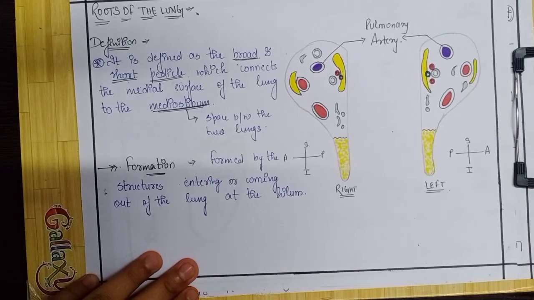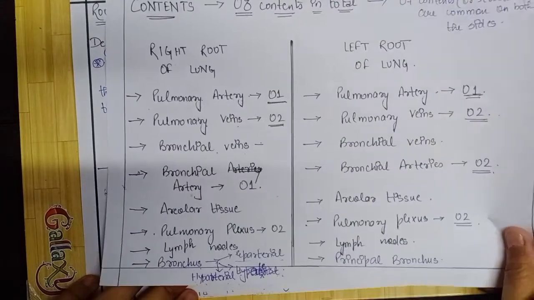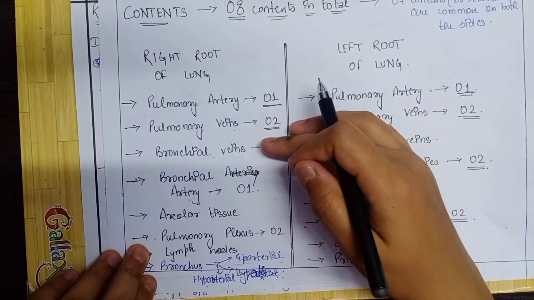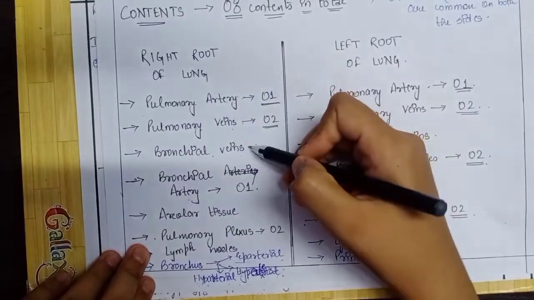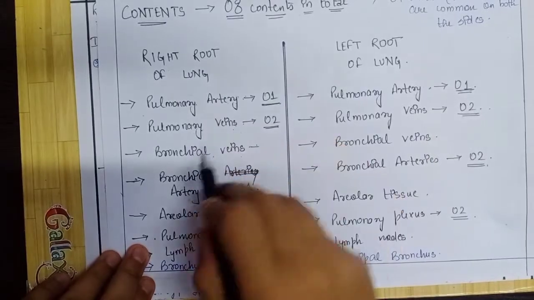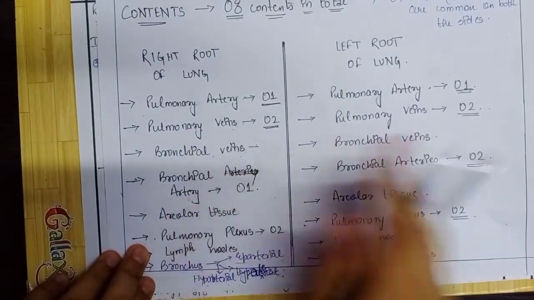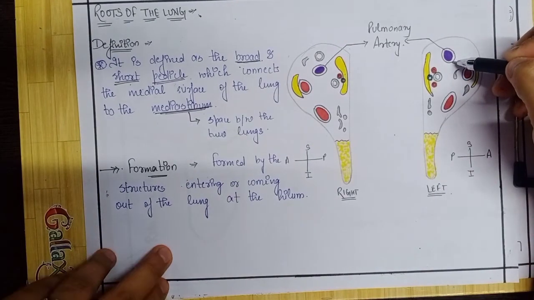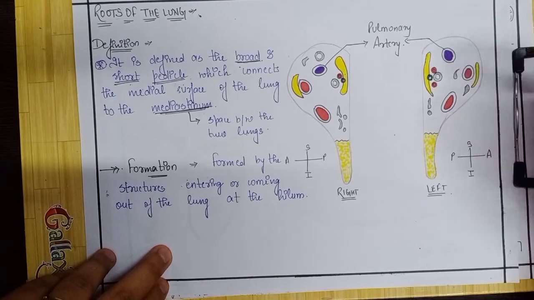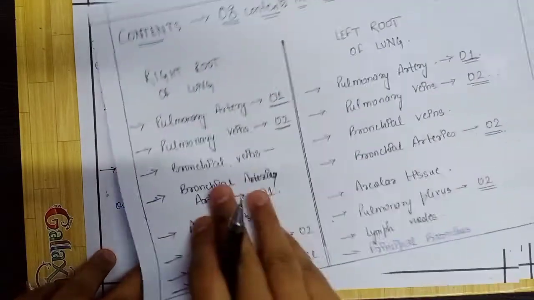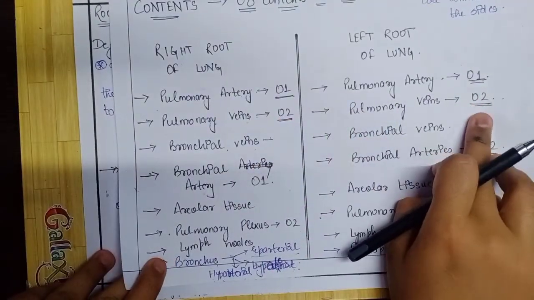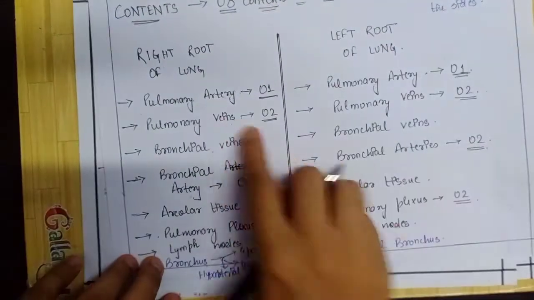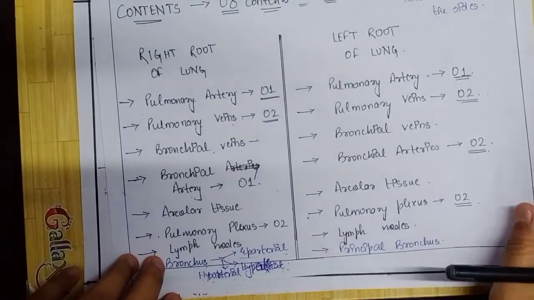After that, we have the veins. Remember it in order: pulmonary artery, pulmonary veins, bronchial artery, bronchial veins. Talking about the pulmonary artery, we have marked it here. Next thing is the pulmonary veins. I mentioned over here that we have two pulmonary veins on each side. Those are your superior and inferior pulmonary veins.